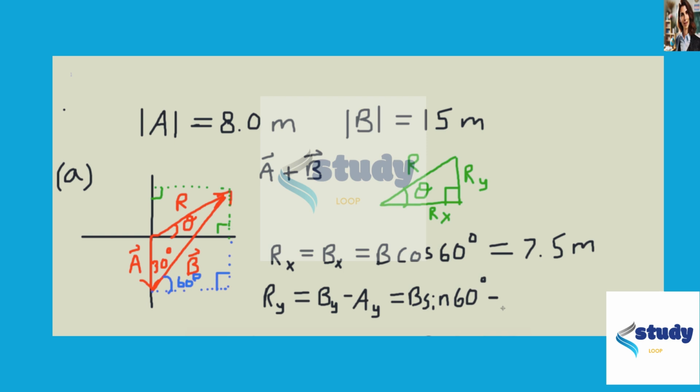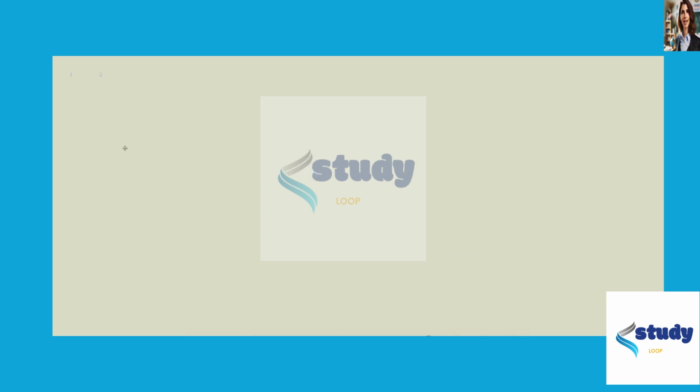But A of y is just all of A, right? It's just going to be that 8 meters because A is only in the y direction. So it's just going to be minus the magnitude of A, because everything for A is in the y direction. So carrying this operation out, we find that this is equal to 4.99 meters.